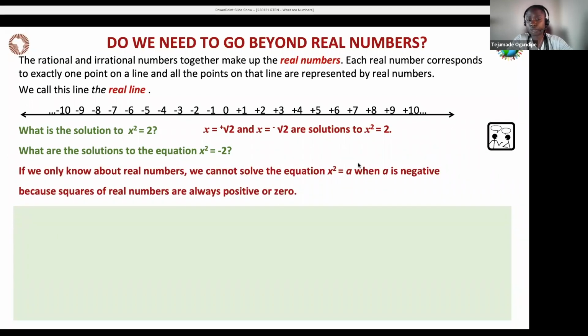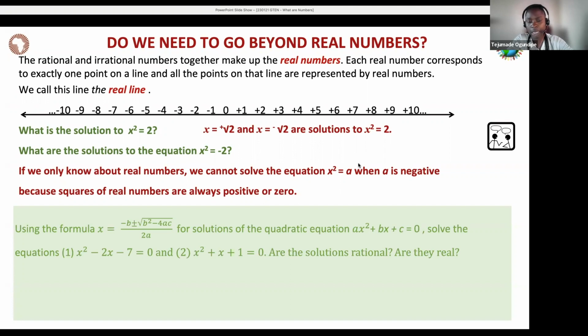So what would be the solution if you have x squared equals minus 2? We've done x squared equals 2. What about x squared equals minus 2? If we only know about real numbers, we cannot solve the equation x squared equals a when a is negative, because squares of real numbers are always positive or 0. But that doesn't mean there's no solution to this question.